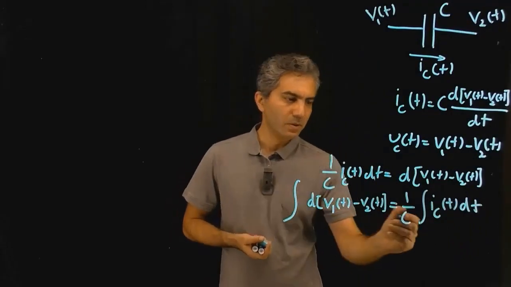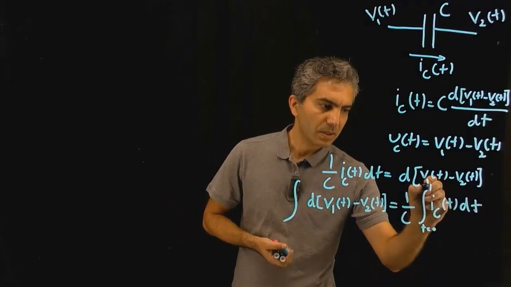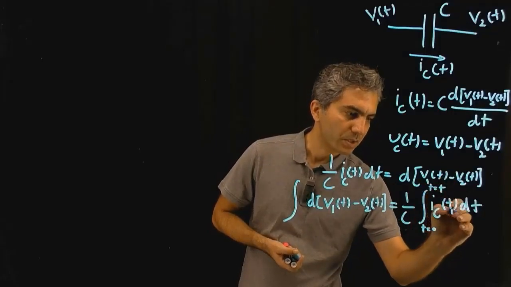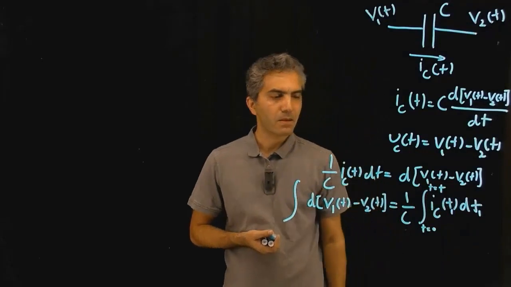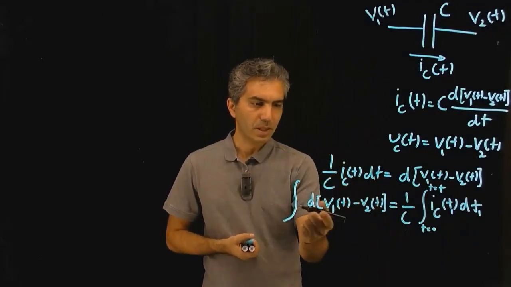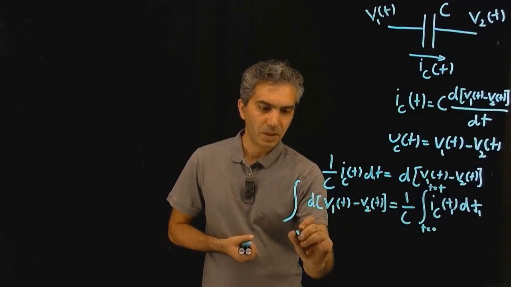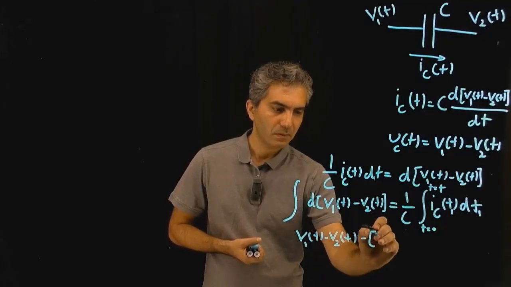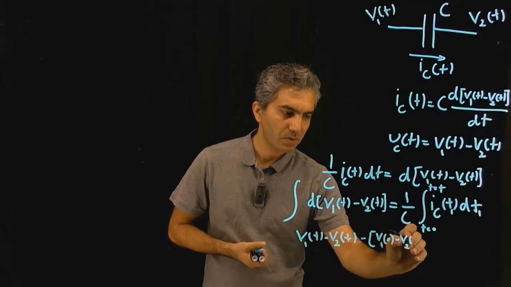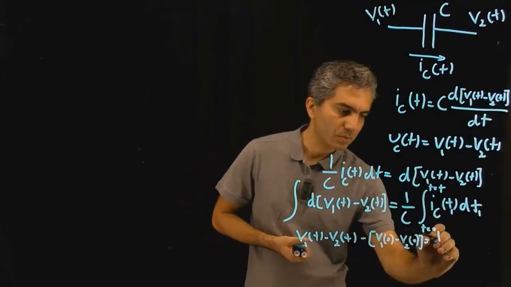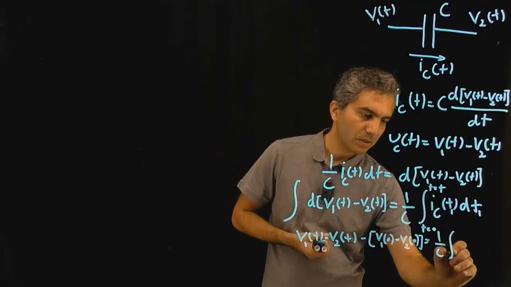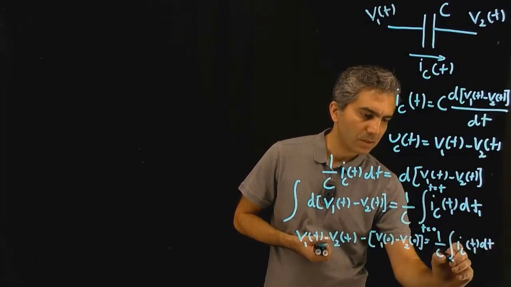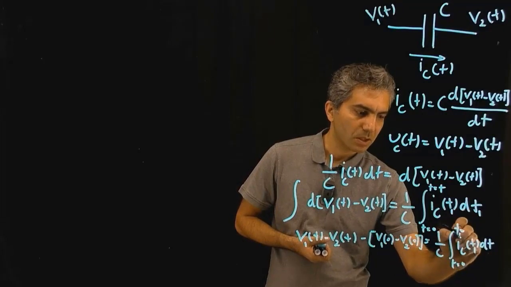And this would go from t equal to 0 to t equal to t1. We can change that to t1 and say that that's t. Then this would tell you that v1(t) minus v2(t) minus [v1(0) minus v2(0)] is equal to 1 over C integral of ic(t1) dt1 from 0 to t1 equal to t.